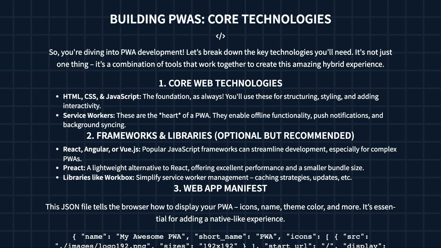Finally, the web app manifest is super important. It's a JSON file that tells the browser how to display your PWA. It defines things like icons and what the name of your application should be.